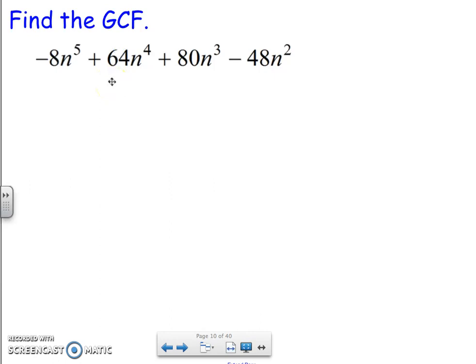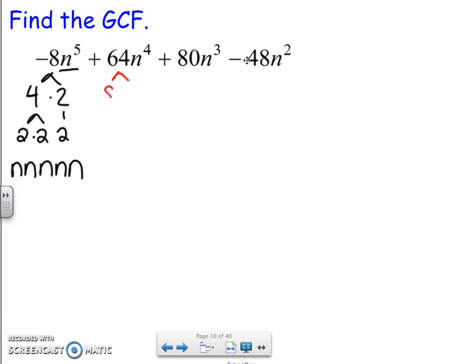So 8 can be broken down into 4 times 2. We're going to ignore that negative sign right now. When you've got a lot of terms with negatives and positives, we're going to ignore that for now. So I know 8 would be 4 times 2. 4 is going to be 2 times 2, and bring down that other 2. And then n to the 5 would be 5 n's.